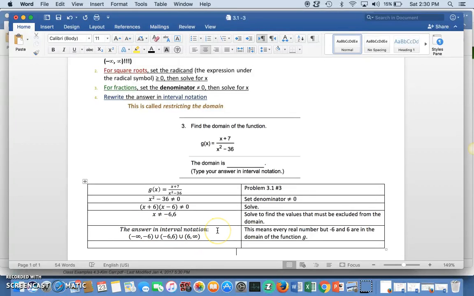The parentheses there mean that the -6 and the +6 are excluded from the domain, but everything else is in the domain.